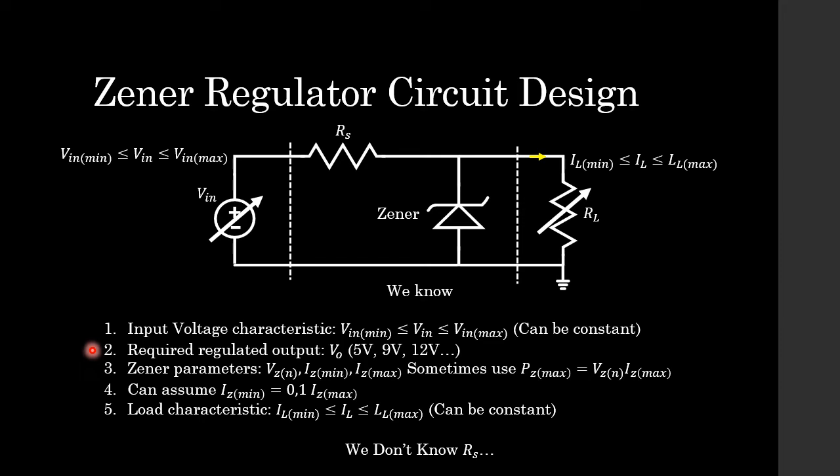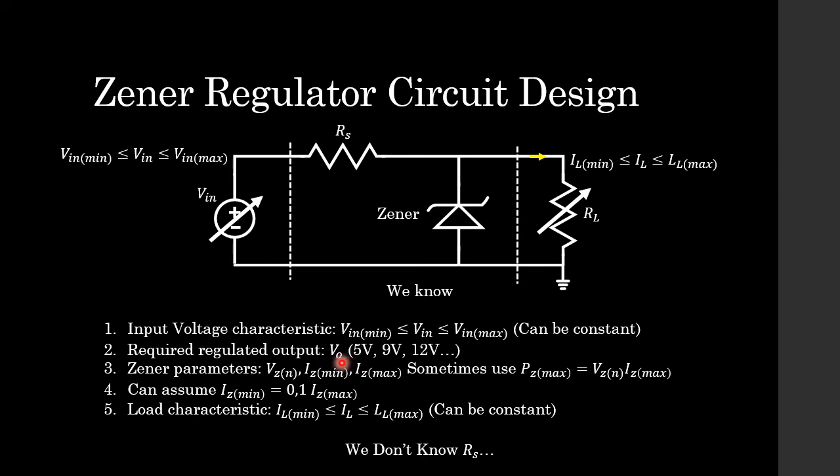Next up, students, you're going to know what is your required regulated output. This is a definite need to know, because let's say you have a circuit component, for example, an LED screen, and this LED screen needs a 5-volt DC input. So then you know that your required regulated output from your power supply has to be 5-volt DC for this LED screen.